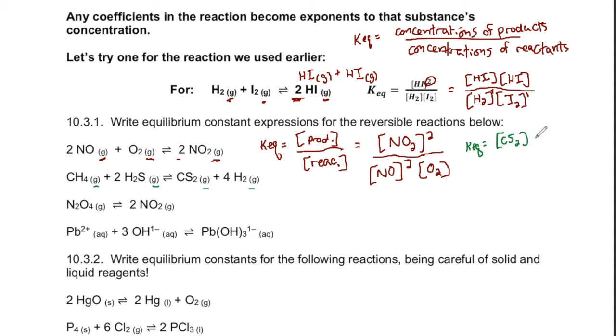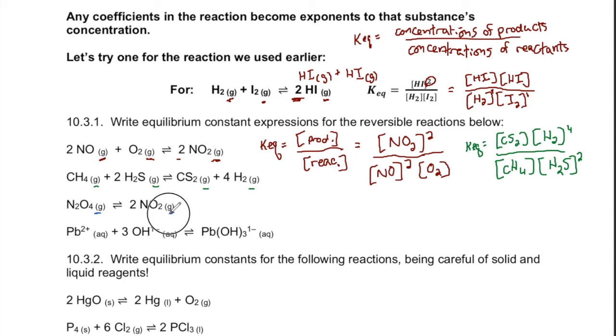Our products are our carbon disulfide, and 4 hydrogens. So we have 4 of them. We're going to make that coefficient the exponent 4. And then we have methane, CH4, and then we have hydrogen sulfide, and that we have 2 of. So we're going to put an exponent 2 there.